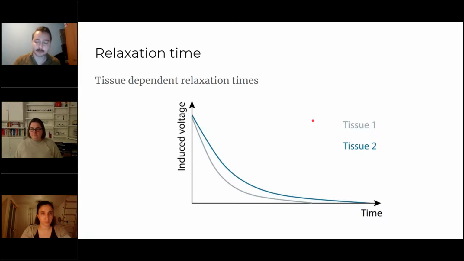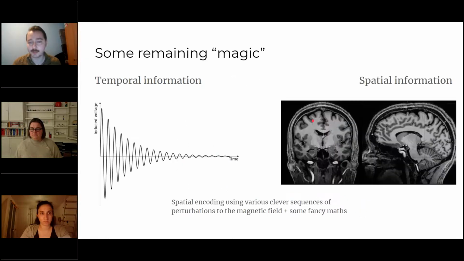And then we are in a position where we can actually finally convert this back to an image. So there's still some remaining magic here. Obviously, there's still a long way to go from this type of signal to this image. And I won't go through how that works, but you can just believe me that it does work. There's some clever use of sequences of perturbations to the magnetic field, along with some fancy maths to actually translate this.